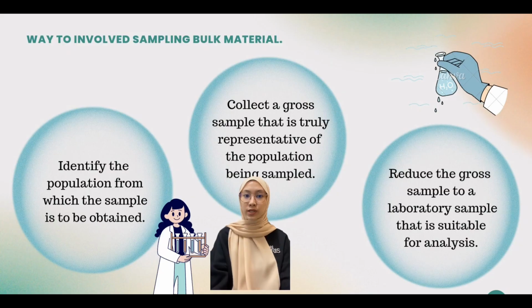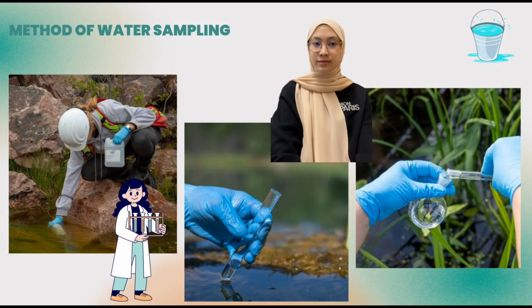Next we move to the steps involved in sampling bulk material. The first is to identify the population from which the sample is to be obtained. The second is to collect a gross sample that is truly representative of the population being sampled. Lastly, reduce the gross sample to a laboratory sample that is suitable for analysis. To take water samples from river water or seawater, we need to take samples from every angle, namely on the surface of the water, at the bottom of the water, and at the edge of the water.